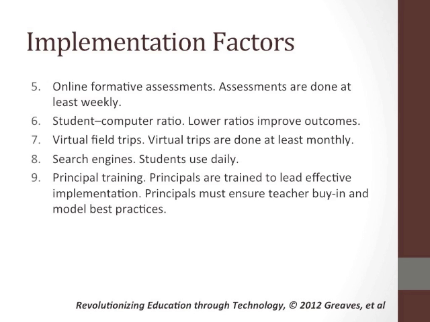Number 6, student-computer ratio. This is what we've been talking about in the last proposal and in this one as well. Lower ratios improve outcomes. So even if we can't afford to do a one-to-one, we certainly should strive toward lowering that student-to-computer ratio, according to this research.